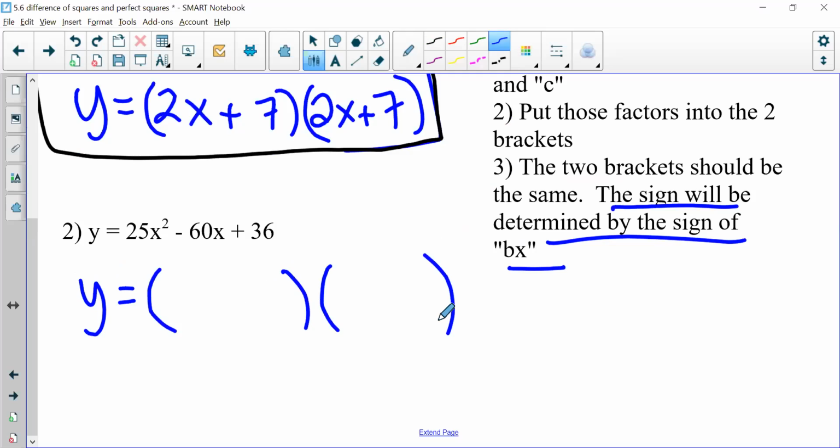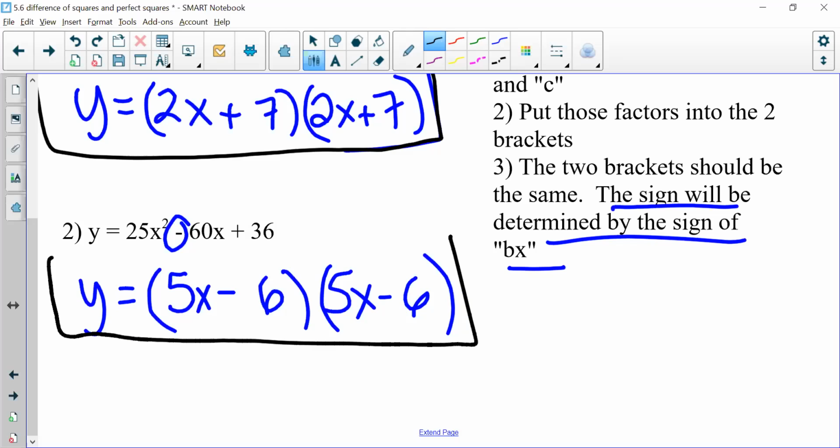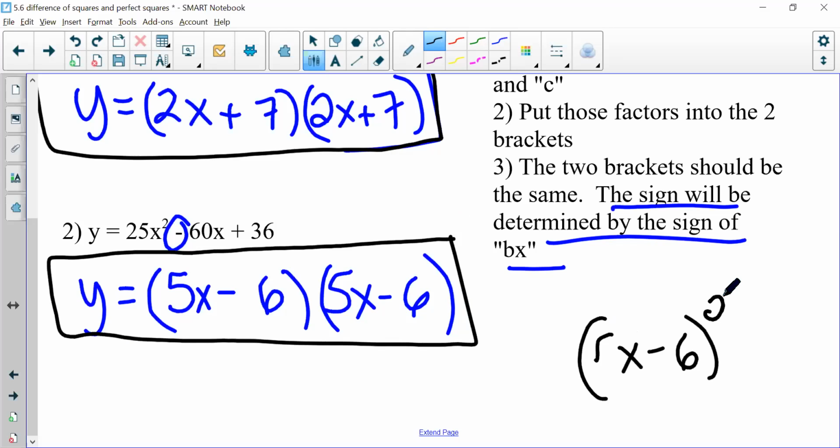Okay, so you're going to square root 25x squared, which is going to be 5x, and then you're going to use the sign of that 60x, and then the square root of 36 is 6, so it's going to be 5x subtract 6, and 5x subtract 6. Yeah, perfect. So both brackets end up being the same in a perfect square trinomial. If you want to write that as 5x minus 6 squared, that's the same thing. So you guys can feel free to write it either way.